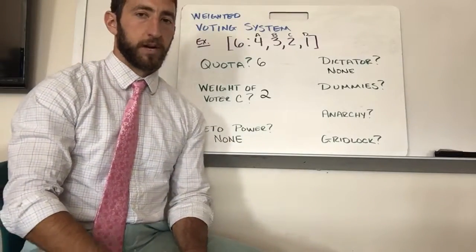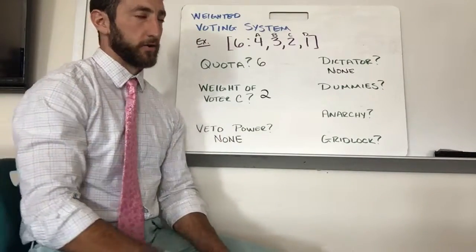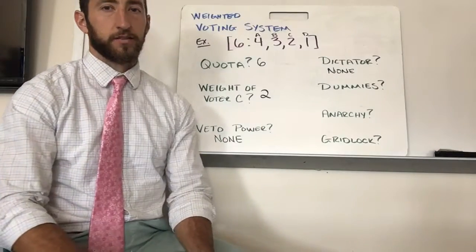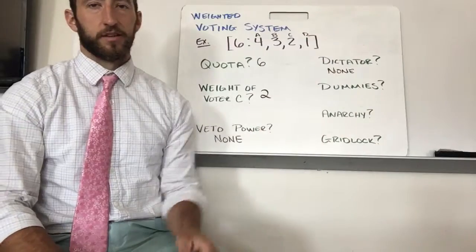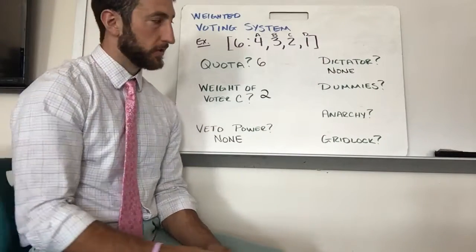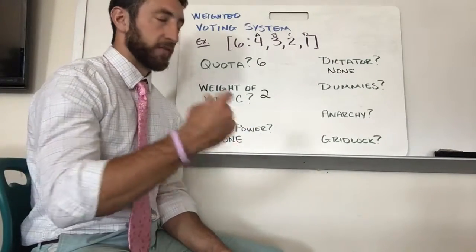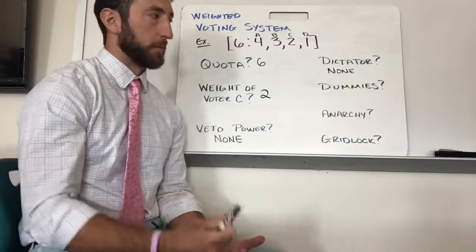Dummies are anybody that does not have any power at all. So it doesn't matter if they vote for it or not, it's not going to go through. Now this is going to make more sense whenever we get into the next thing, which is called the Banzhaf Power Index. If anybody has 0 power there, that person is a dummy.